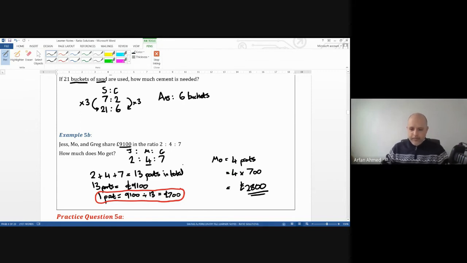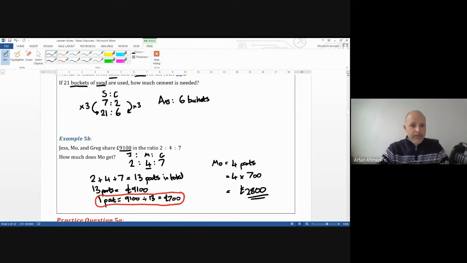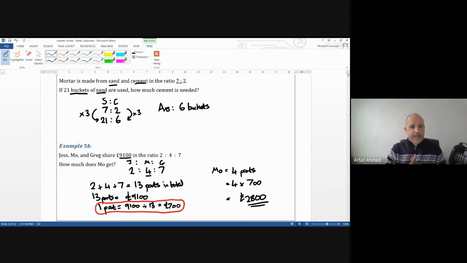So there's 2 examples, 2 different methods. It totally depends on whether they've given you the whole amount in the question. In this case, they did. They told us the £9,100 was the whole amount being shared by all of them. Whereas in the previous question, the 21 buckets was just for the sand. So you put it underneath the sand section, see how many times bigger that side is, and do the same to the other side.